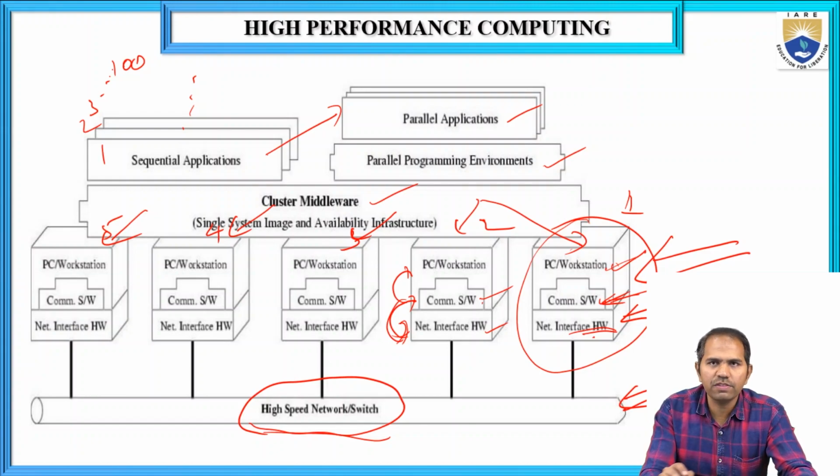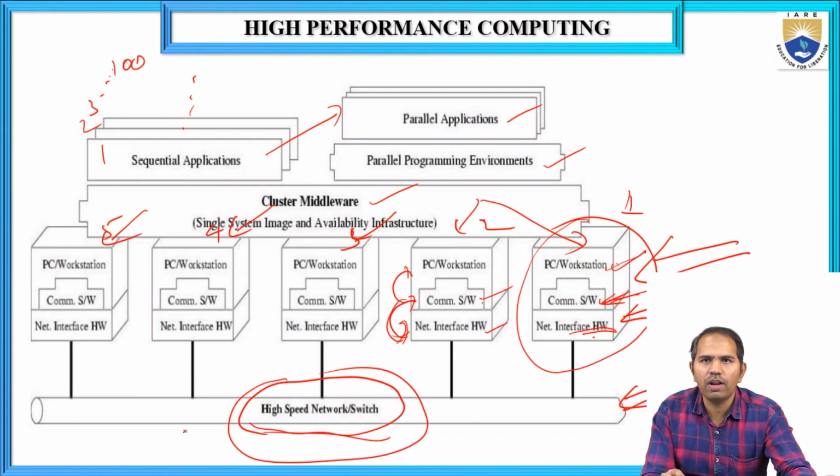After this process is completed, the data has to be shared. A high speed network or switches is used, and then the data is sent to the network. So this is the process that happens in cluster computing. This is the way we perform clustering.